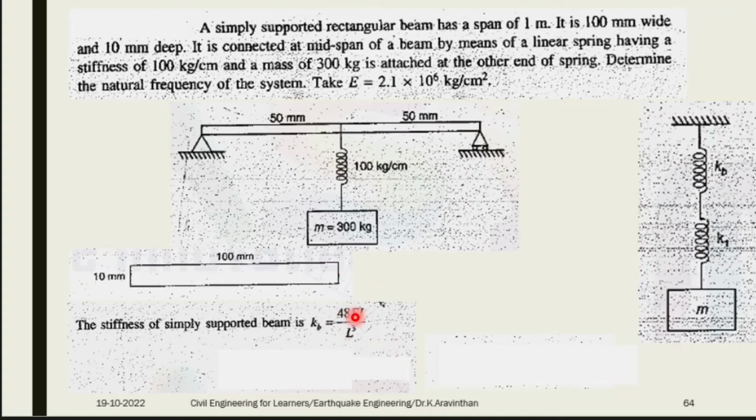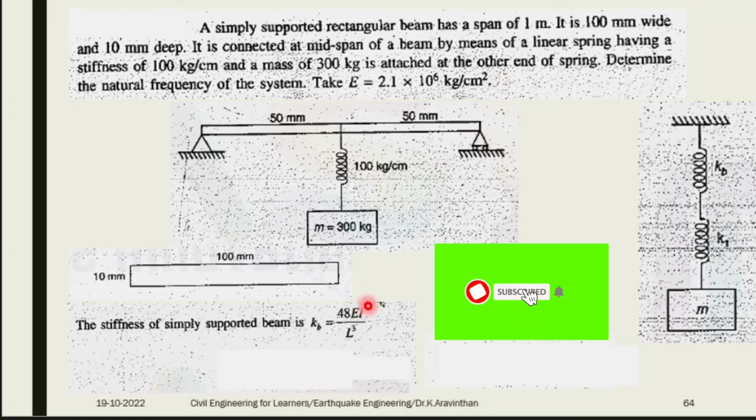How to find Young's modulus? They have given it as 2.1 into 10 power 6 kg per centimeter square. Note that you have to convert it to Newton per millimeter. How will you convert this? 2.1 into 10 power 6 into 10, now it will be in terms of Newton, then divided by 100. 10 and 100 get cancelled, so you have to divide by 10. Your answer will be 2.1 into 10 power 5 Newton per millimeter square. That is the value for E.